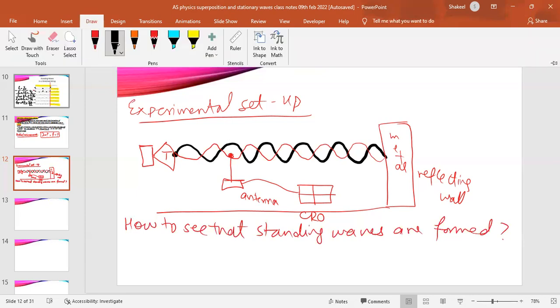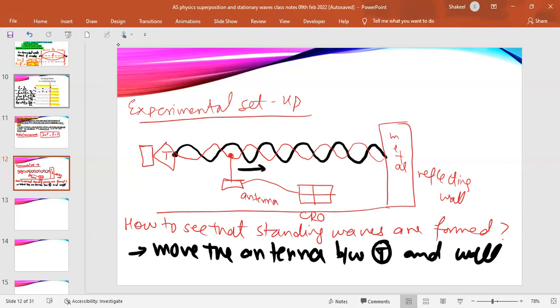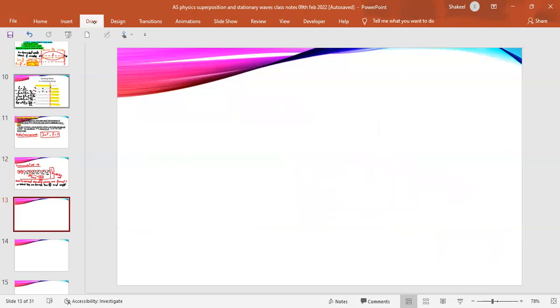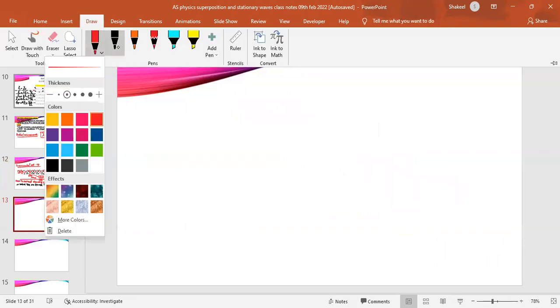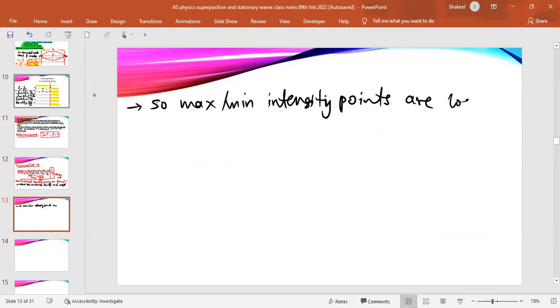So what you will do is, you will move the antenna between the transmitter and the wall. Like you will move it to this side, or you will move it to that side. So if you move the antenna, then you will get periodic maximum and minimum intensity points. So if maximum and minimum intensity points are located, then you will say that a standing wave is being formed.